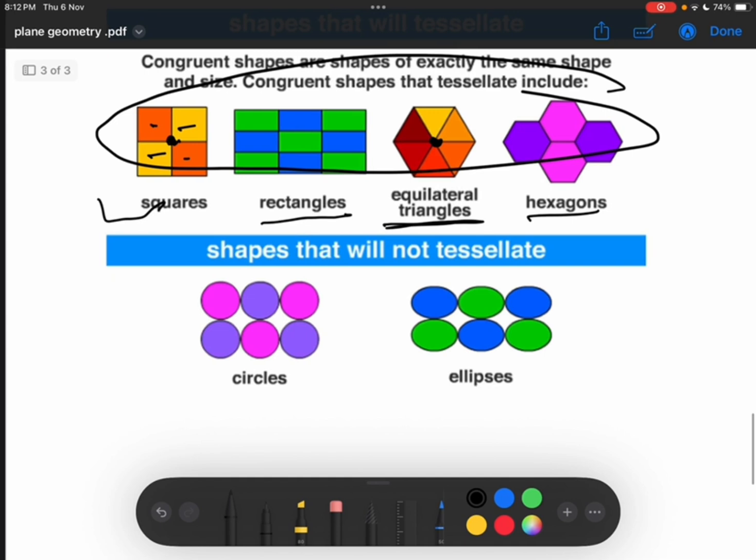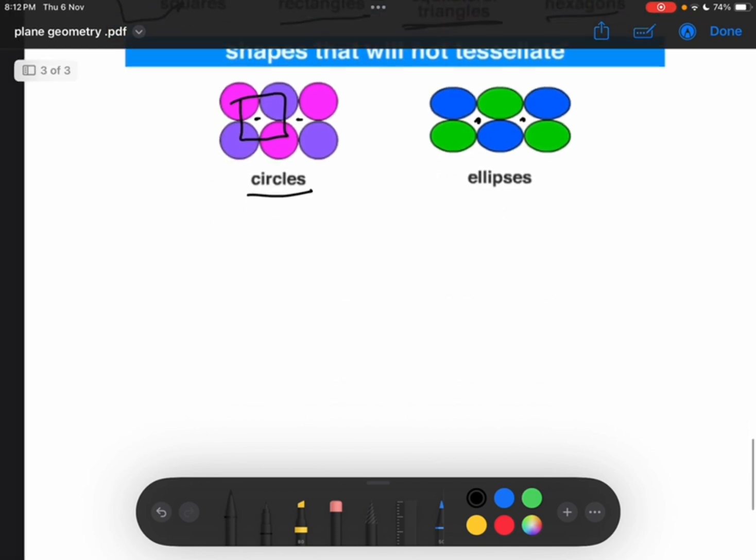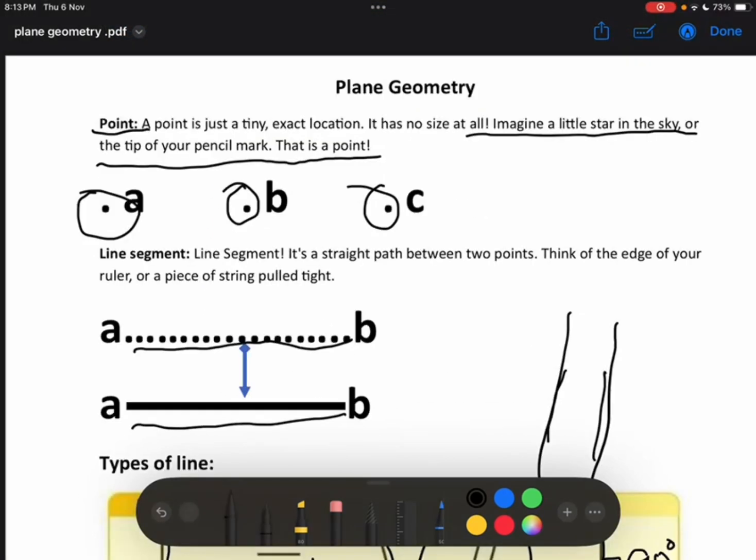Shapes that do not tessellate: you can see here circles. When we are joining four circles, you can see here the space left. Here you can see the space with ellipses too, so these shapes are not tessellate shapes. So let's recap what we have learned in this video.